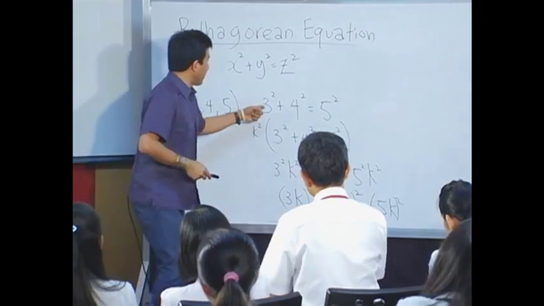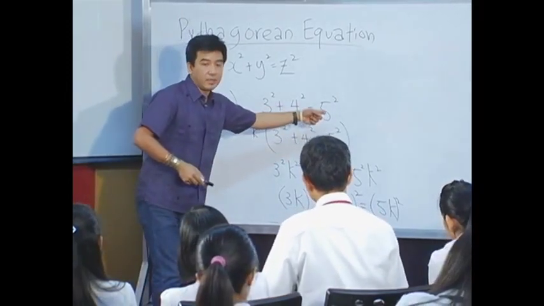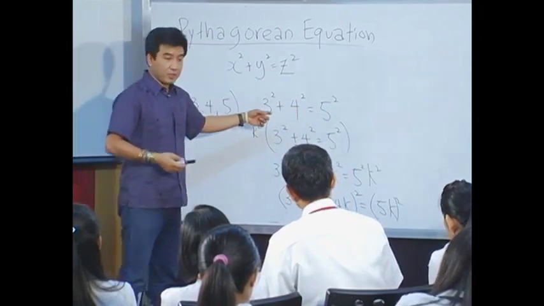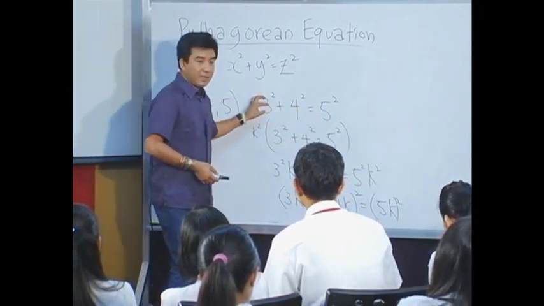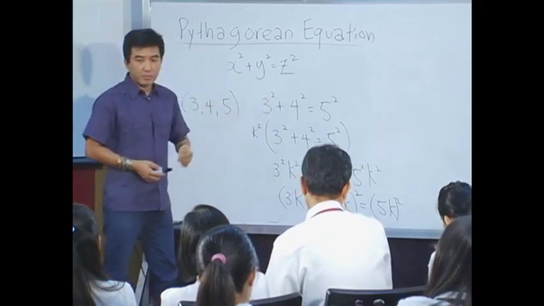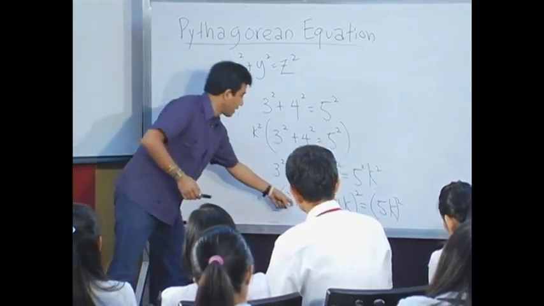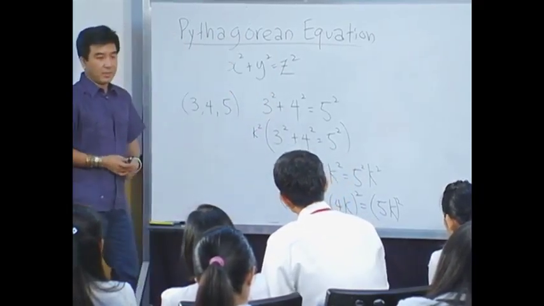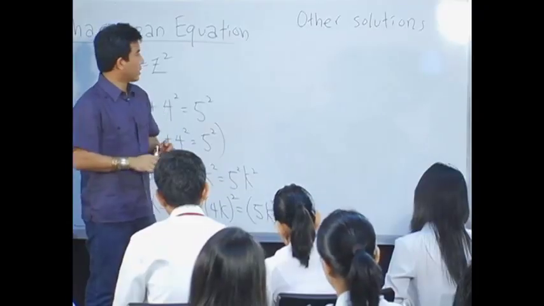This means that if we have one Pythagorean triple or a solution, by multiplying that solution by any integer, we get another Pythagorean triple. So whatever our k is, 3k, 4k, and 5k constitute another solution.